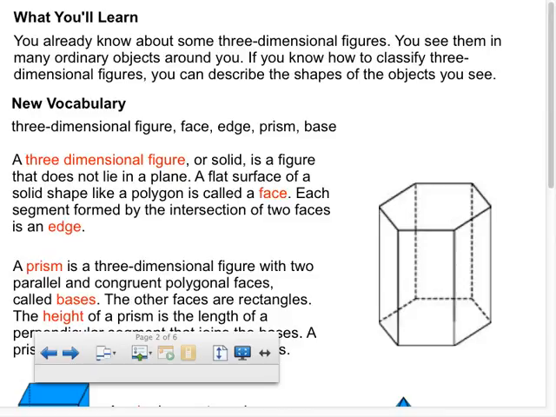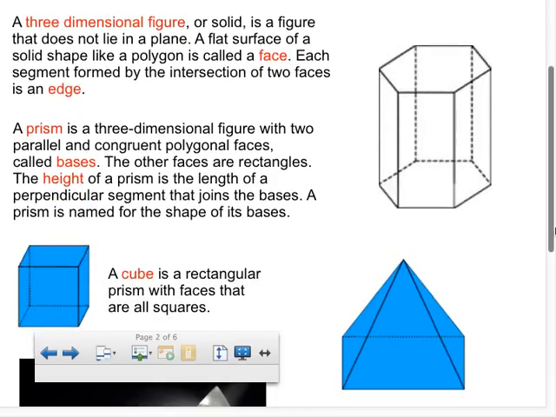Got it? Now, a prism is a three-dimensional figure with 2 parallel, congruent polygonal faces. Okay, so we name a prism based upon these 2 faces that they call bases. Okay, they are parallel. That means if those faces were extended infinitely in both directions to form a plane, those planes would never cross. They're parallel.